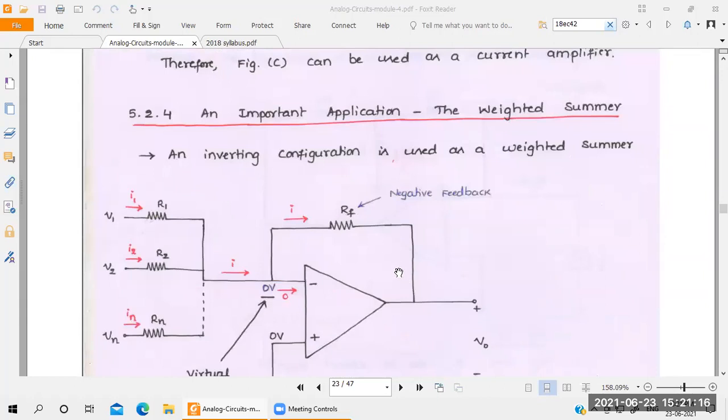So next, take the application of the inverting amplifier. Okay, so this is one good application for the inverting amplifier. Again, there is the same experiment for the lab also. You have to remember this one. In lab also there is one experiment, the weighted summer. You have to conduct a practical experiment, not software here. You have to do a hardware experiment here.